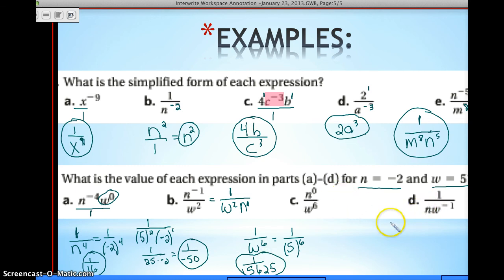Okay, look at the last one. We have 1 over n, which is -2, times w. Whoops, look at that. I'm going to erase that and follow along what I was doing before, which means I'm going to flip. So I've drawn my fraction bar, 1's going to stay there. N is to the first power, so that doesn't move because it's positive. And w is a negative, so you have to reciprocate, and it turns to a positive. So we end up with 5 over -2. And that's it. You can leave it as an improper fraction.